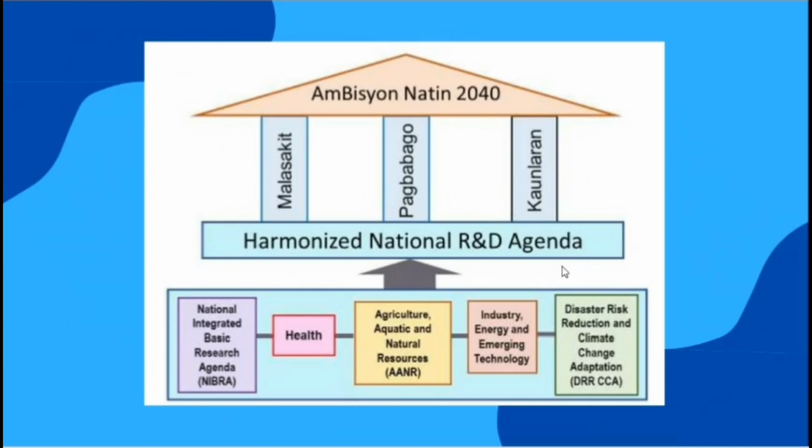Ambisyon Natin 2040 has three goals: malasakit, pagbabago, at kaunlaran. The DOST harmonized the National R&D Agenda into the National Integrated Basic Research Agenda, or NIBRA; Health; Agriculture, Aquatic, and Natural Resources, or AANR; Industry, Energy, and Emerging Technology, or IEET; and Disaster Risk Reduction and Climate Change Adaptation, or DRRCCA.